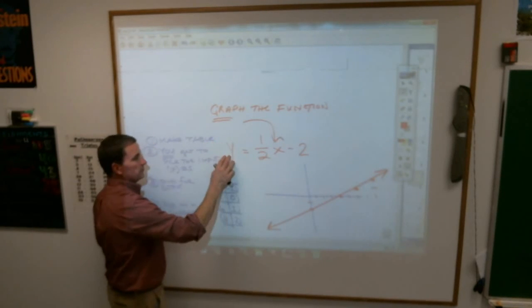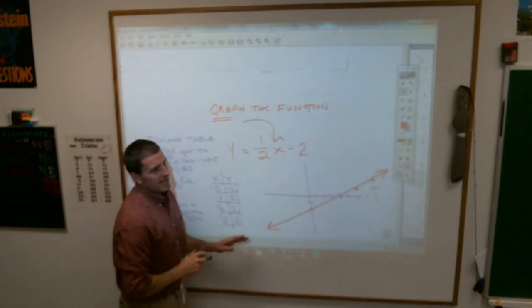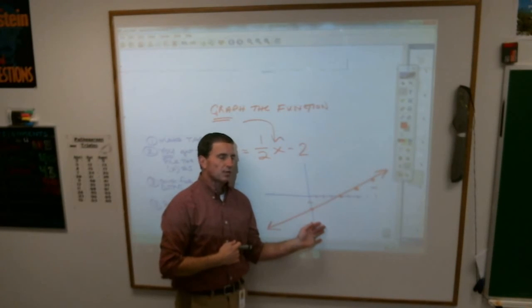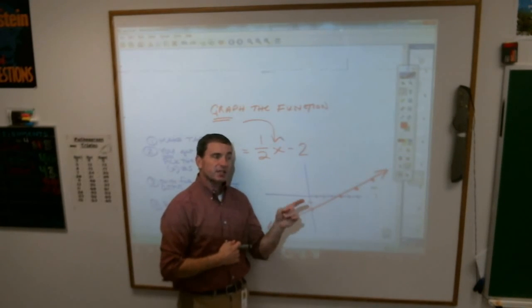Input numbers, output numbers. What does this line mean, Elijah Fisher? It's linear. No, what does it mean? I know it's linear. I'm not asking for the characteristics of it.